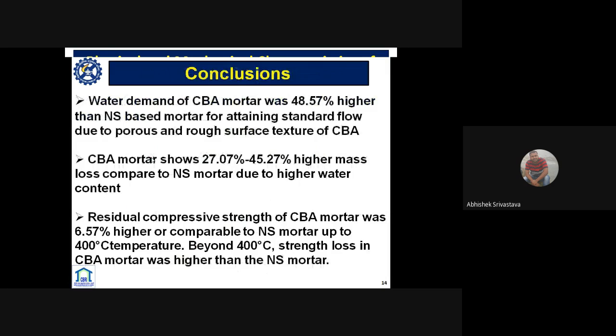So based on the above study, the conclusions are: the water demand of CBA mortar was 57% higher than the NS-based mortar for attaining the standard flow. CBA mortar showed 27.07 to 45.27% higher mass loss compared to NS mortar. Residual behavior of compressive strength of CBA mortar is better or comparable up to 400 degrees Celsius. However, beyond 400 degrees Celsius, strength loss in CBA mortar was higher.